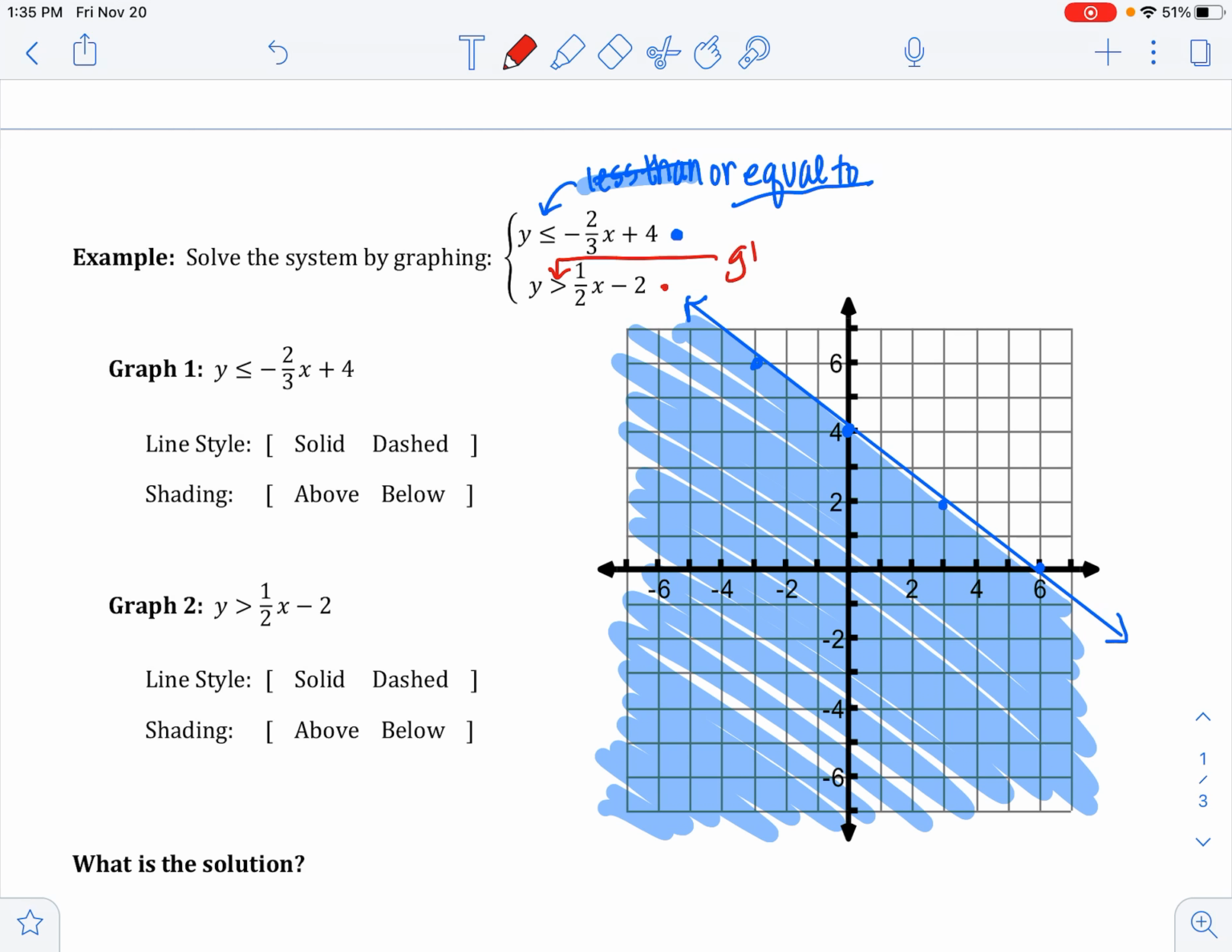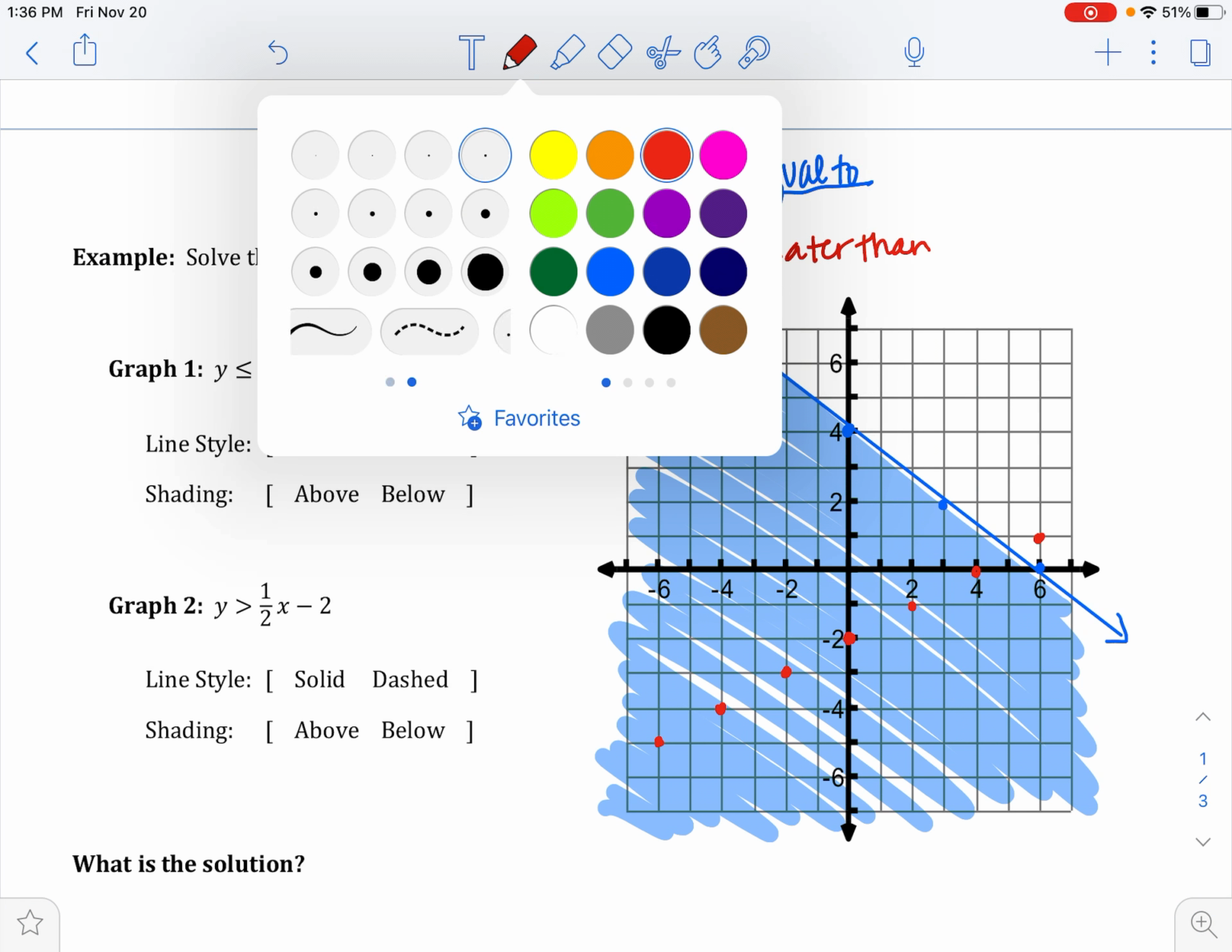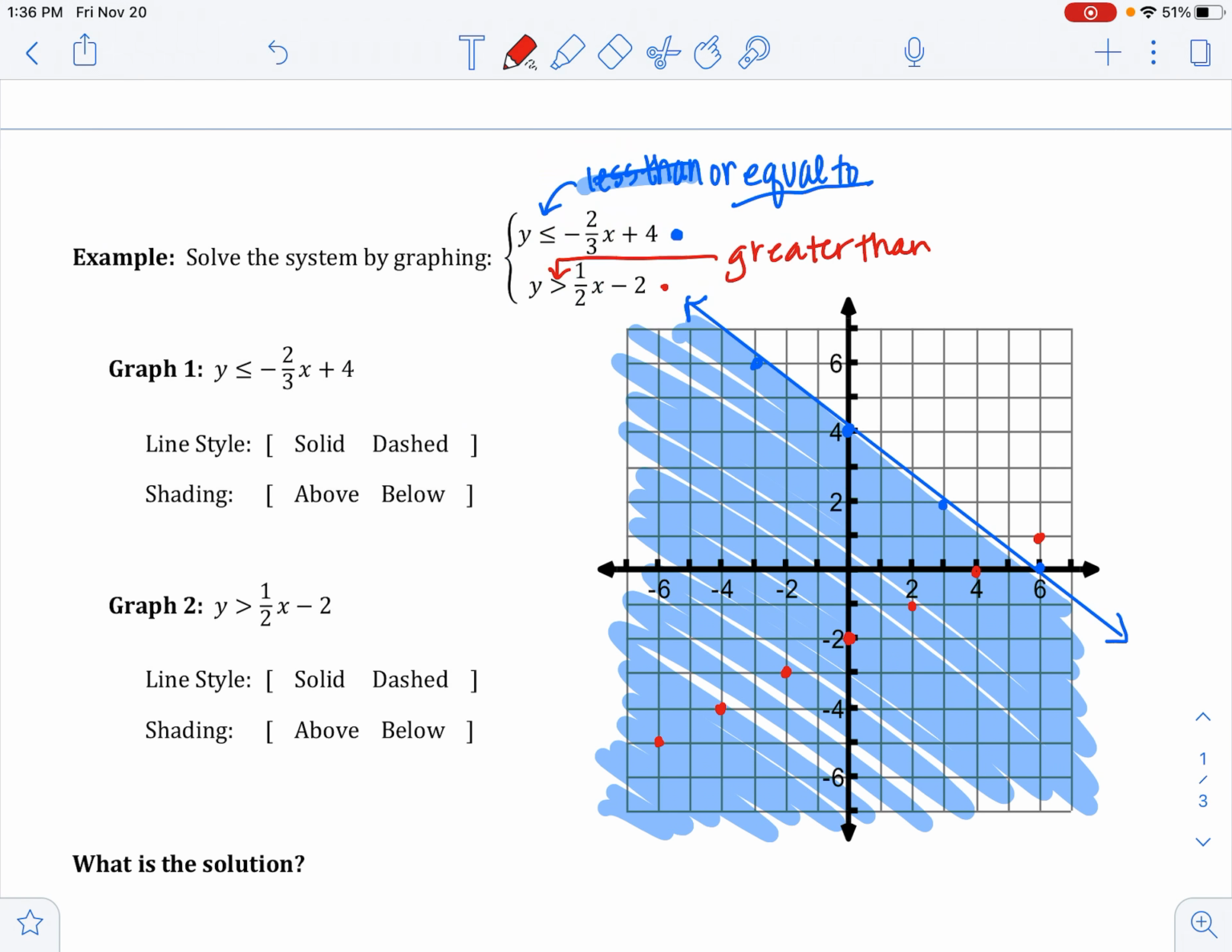All right, now let's graph my other inequality. My other inequality is y is greater than, this is greater than, 1/2 x minus 2. So I'm going to graph my y-intercept of negative 2, and then I have a slope of 1/2. Up 1, right 2. I could also go down 1, left 2. Once again, you want as many points as possible on the line because you're going to see that there's follow-up questions in the future.